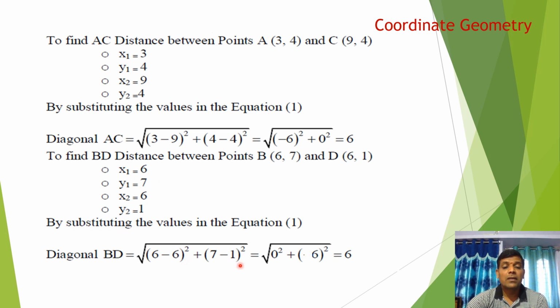So next step, the square root of (6 minus 6) whole squared means we get 0. 0 squared means 0 always. Plus (7 minus 1) whole squared. 7 minus 1 means we get 6. 6 squared means 36. So this is written as the square root of 0 squared plus 6 squared. So 0 squared means 0 plus 6 squared means 36. 0 plus 36 equals 36. So root over 36 is written as 6 units. Now the next one.